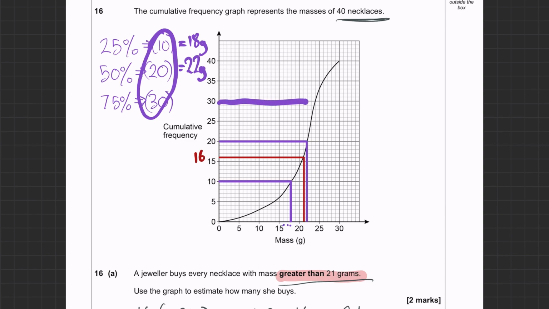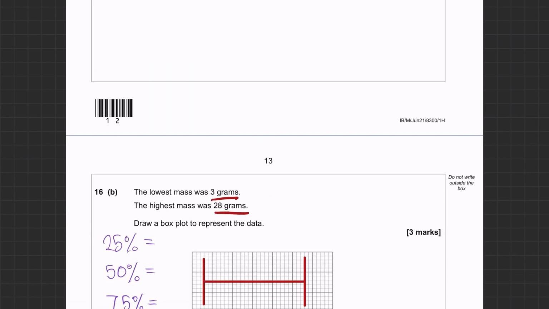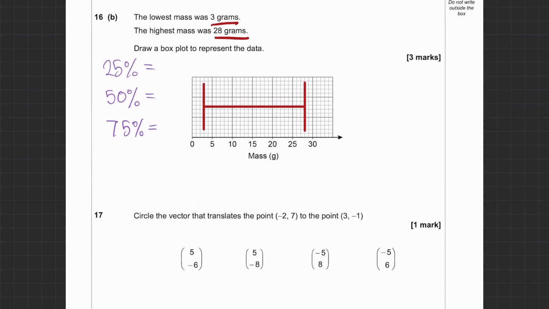So start at 30, work your way along, and once it reaches the cumulative frequency line, go right down. At this point, it's 24 grams. So we've now got 18 grams, 22 grams, and 24 grams.